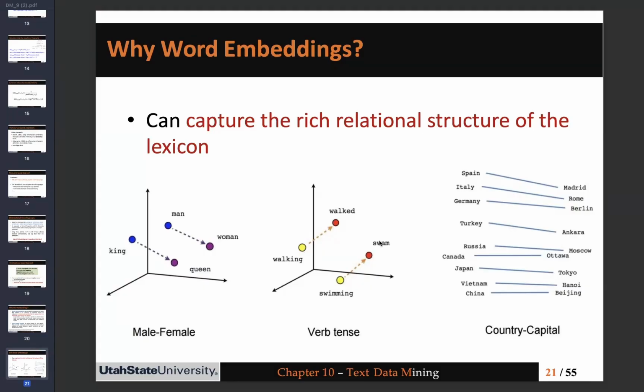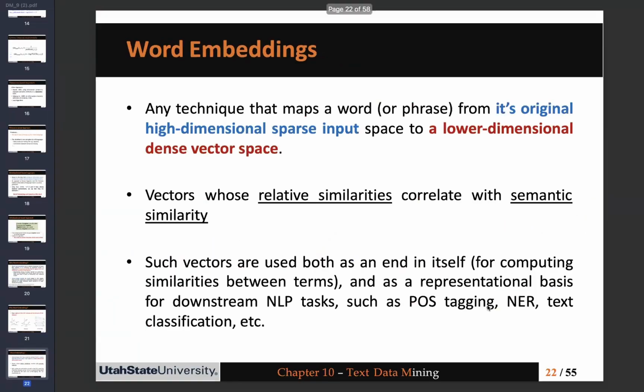So these are some indirect grammatical rules and word tense rules that are being followed indirectly by our word embedding algorithm. The distance between Spain and Madrid is almost equal to the distance between Italy and Rome, Germany and Berlin, Turkey and Ankara, Russia and Moscow, etc. So the distance between countries and their capitals, based on the vector encodings of those words, is mostly similar here.